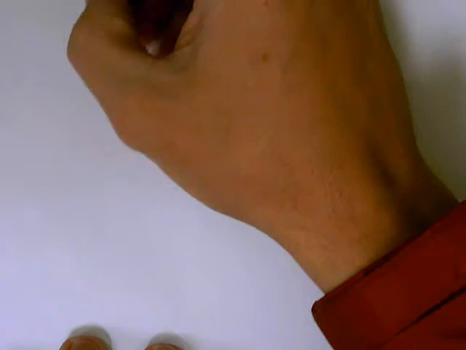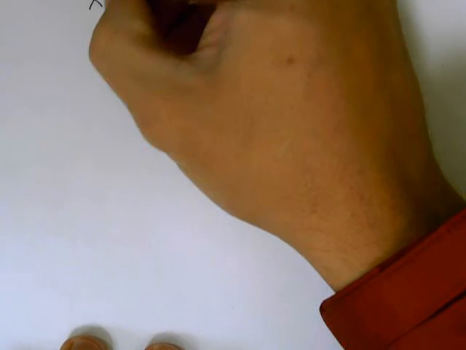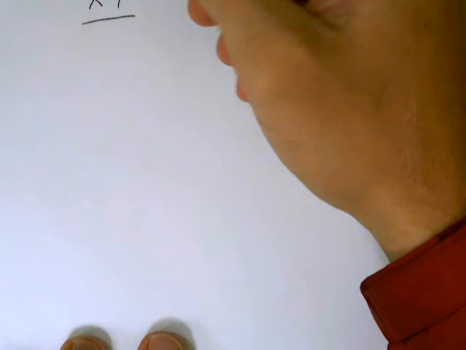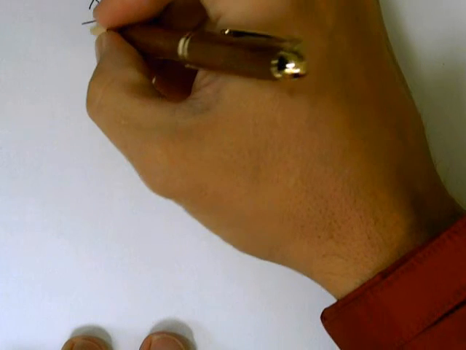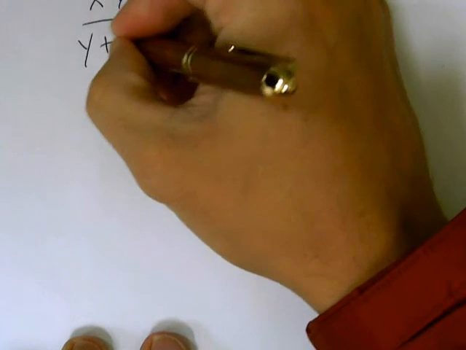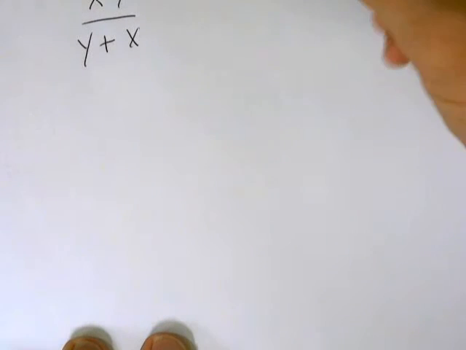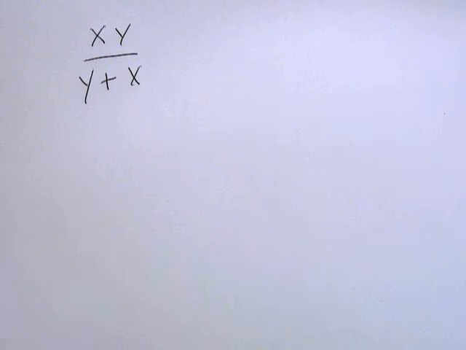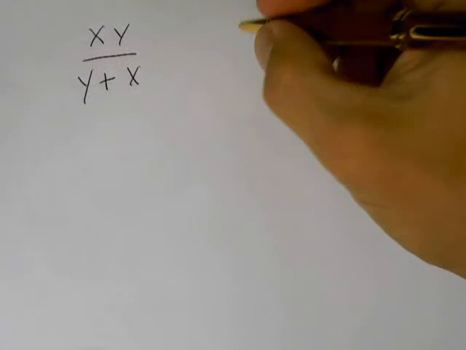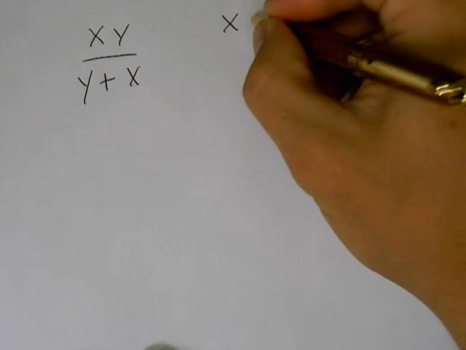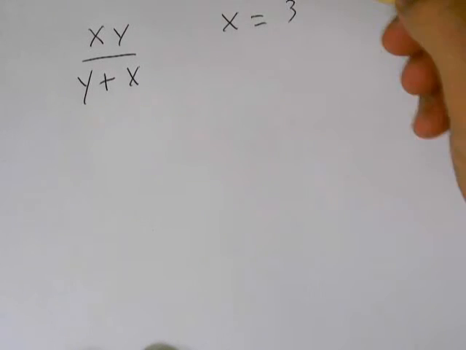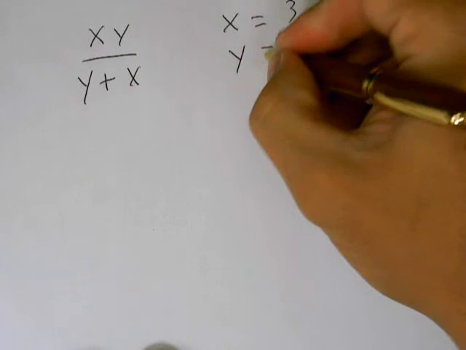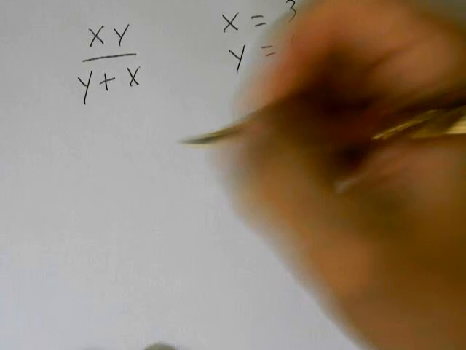So, let's start with this algebraic expression: x times y over y plus x. Let's make sure I'm on your screen first. There we go. Let's make x equal 3 and y equal 4.